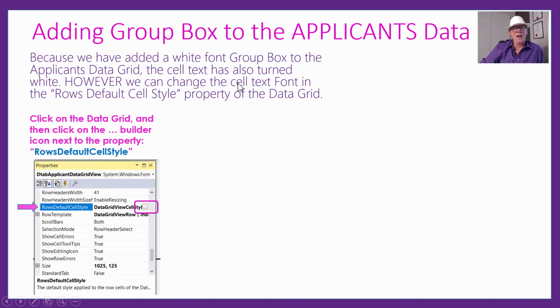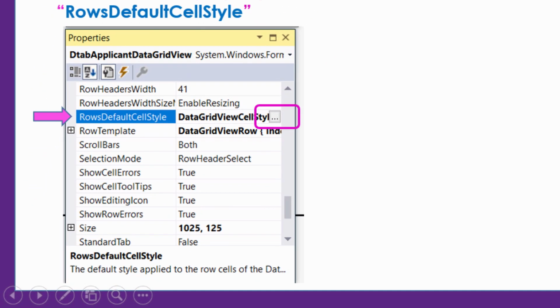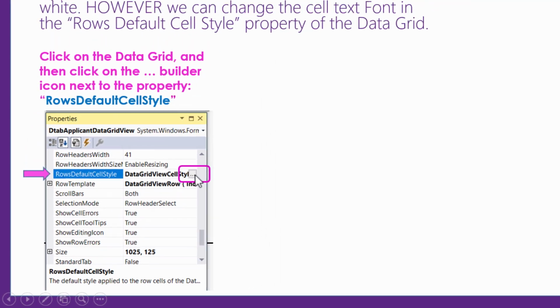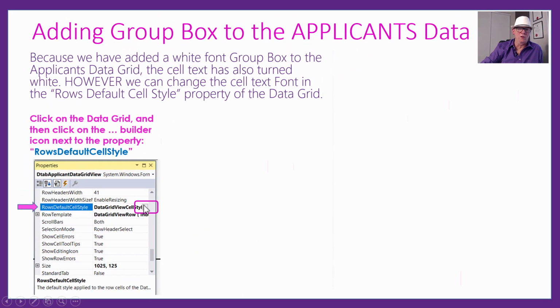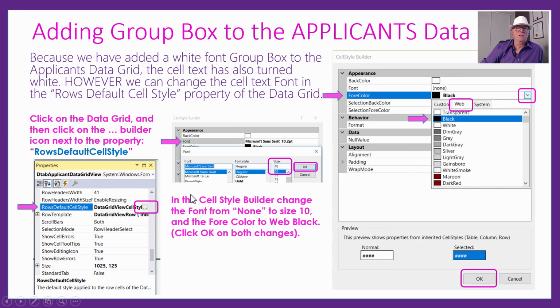So you click on that whole DataGrid view, and in its properties on the right hand side, there's one called rows default cell style. There's another one I think called just default cell style, and another one, columns default cell style. Make sure you're on rows default cell style. And there's a little thing here called the builder, this symbol with 3 dots on it. You click on that 3 dot symbol, and that opens up some panels for you. And the first one you click on is the font.